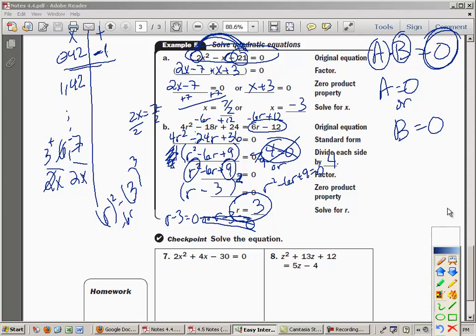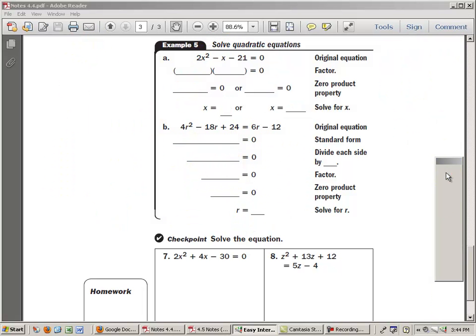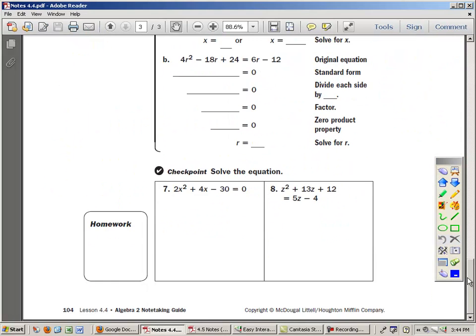Last two checkpoint problems, guys. Go ahead and give these a shot. Let's see how you do, and then we'll be right back with solutions for those.